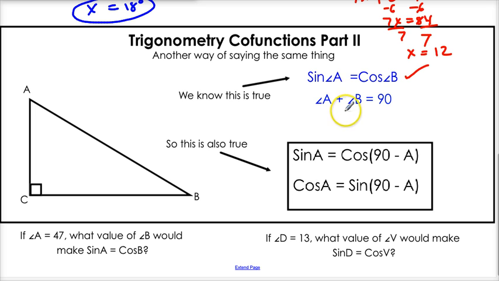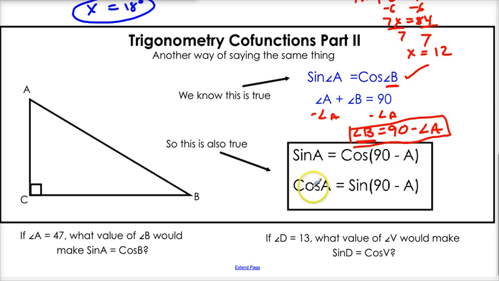What I'm going to do is subtract angle A from both sides, and I could rewrite this as angle B is equal to 90 minus angle A. All right? So what I can say is this. The sine of A is equal to the cosine of B, but instead of writing B, I'm going to substitute 90 minus A. That's okay to say. The sine of A is equal to the cosine of 90 minus A. And the same is true for the reverse. The cosine of A is equal to the sine of 90 minus A.